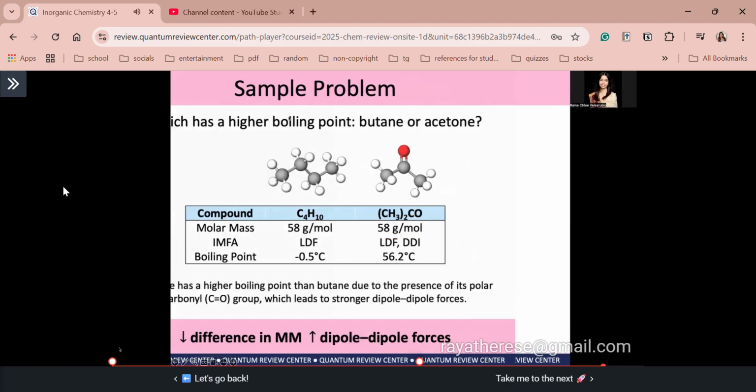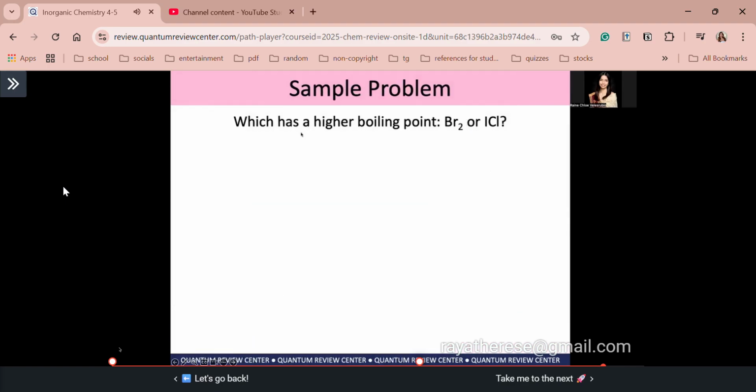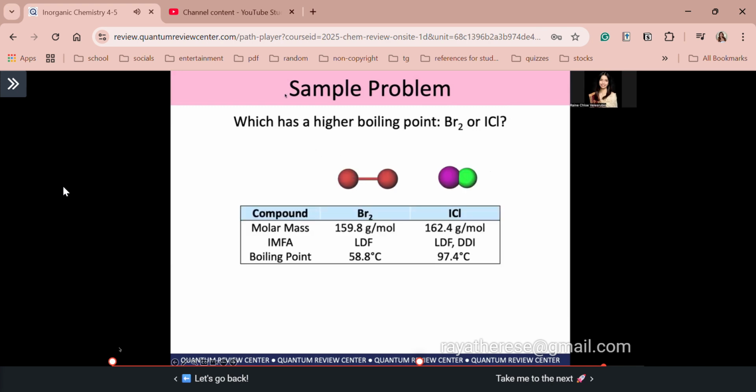Next, which has a higher boiling point, bromine molecule or iodine monochloride? Let's answer together. The bromine molecule is nonpolar. Iodine monochloride is polar because there is an electronegativity difference between iodine and chlorine. So you have dipole-dipole interactions when it interacts with another iodine monochloride molecule.